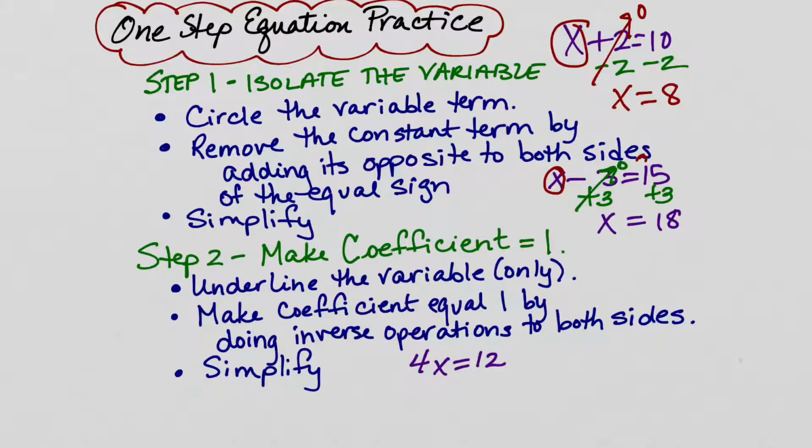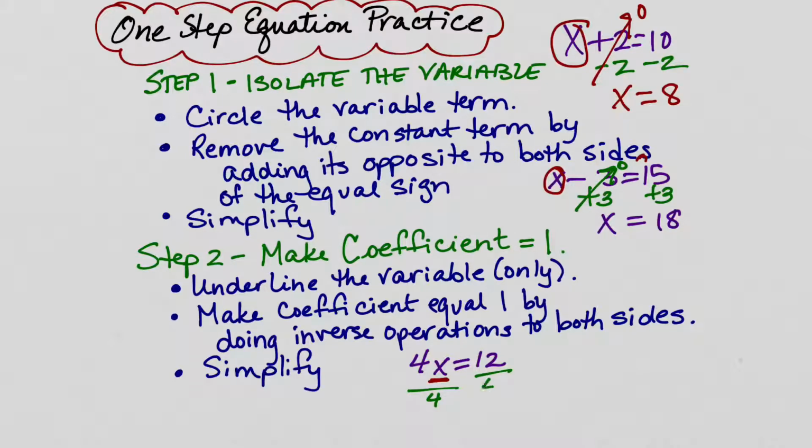So what I'm going to do now is underline the variable, just the variable, so I can look at what number is next to it. Right now the coefficient is 4. Well, I need that 4 to be equal to a 1. So what can I do to 4 to make it equal 1? Well, if I'm multiplying by 4, the next thing I should do is probably divide by 4. So in this case, I'm going to divide both sides by 4.